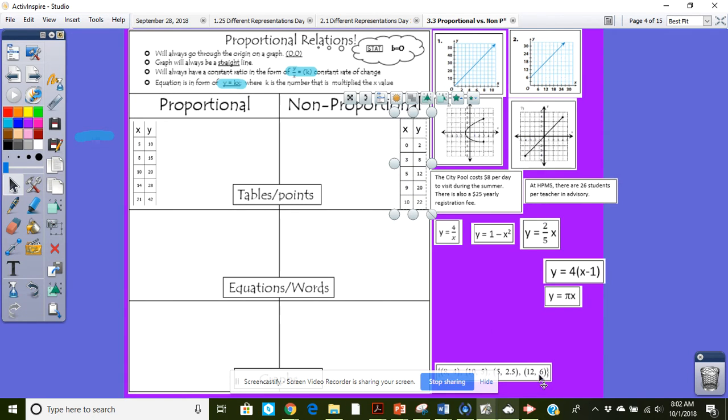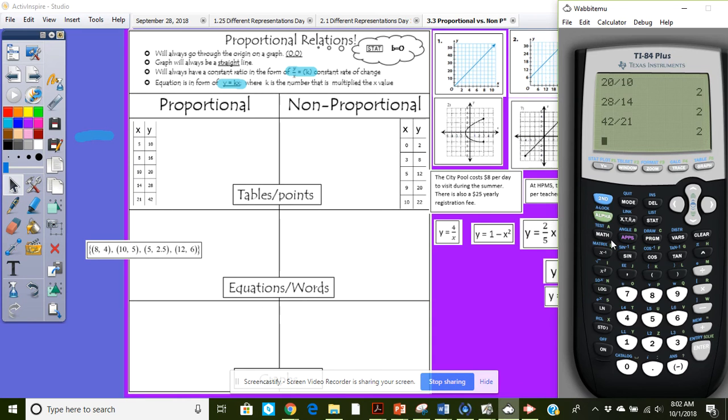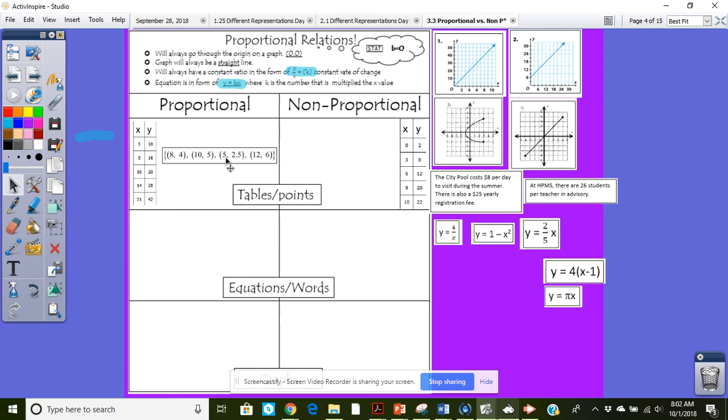The other one is points. These are our ordered pairs. Again, you can do y divided by x. Here it would be 4 divided by 8, and when we do that, we get 0.5. If we do the next one, 5 divided by 10, we get 0.5 or a half. 2.5 divided by 5, and then 6 divided by 12. We get the same constant rate of change every time. So those are going to be proportional points.